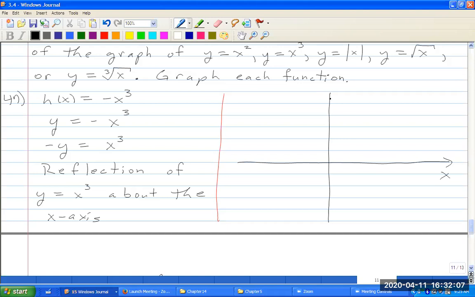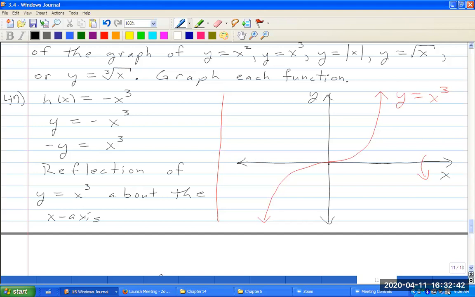I don't draw y equal x cubed the best. That's why I was having trouble in the last one. So let's draw the graph of y equal x cubed. There, that's not so bad. So this is the graph of y equal x cubed. And now what I want to do is reflect it about the x-axis. And so let's just take this and reflect it about the x-axis.